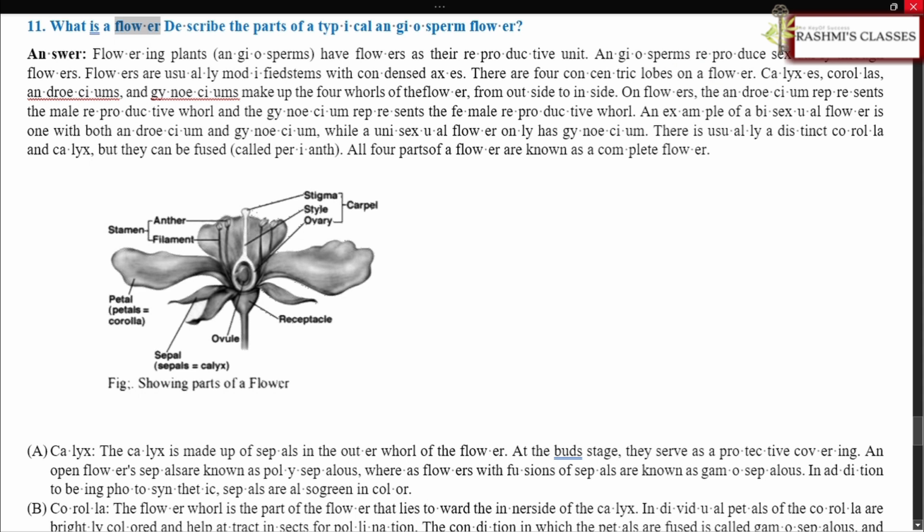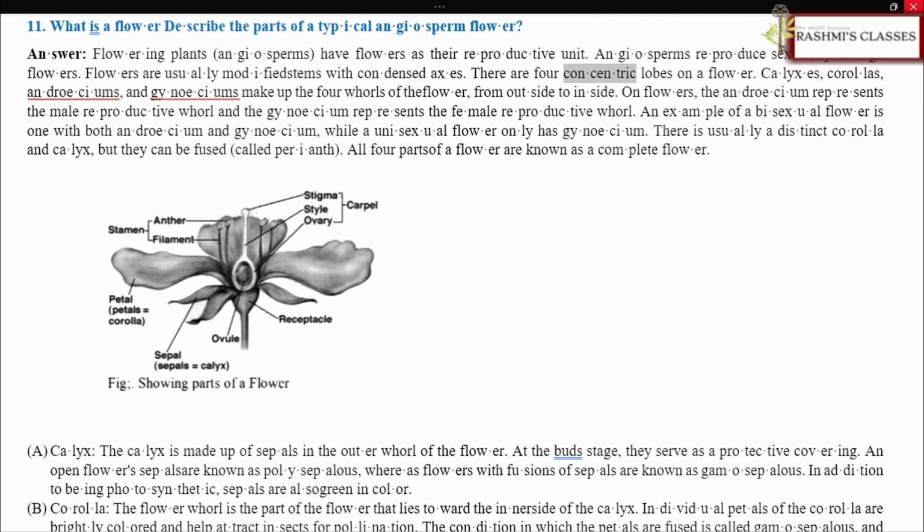What is a flower? Describe the parts of a typical angiosperm flower. Answer: flowering plants, angiosperms, have flowers as their reproductive unit. Angiosperms reproduce sexually through flowers. Flowers are usually modified stems with condensed axes.